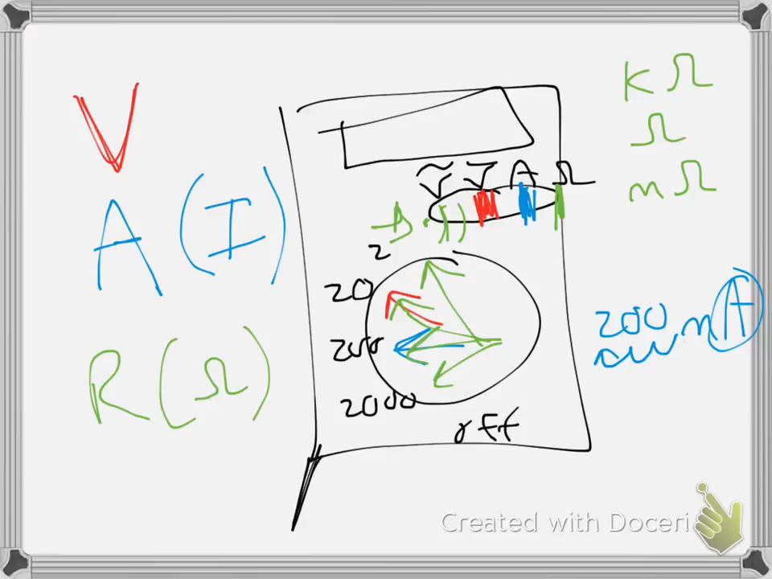There are 2 probes, a black probe and a red probe. So make sure that you are using this correctly whenever you're asked to measure current, voltage, or resistance. So now the 3 laws that we're going to talk about.